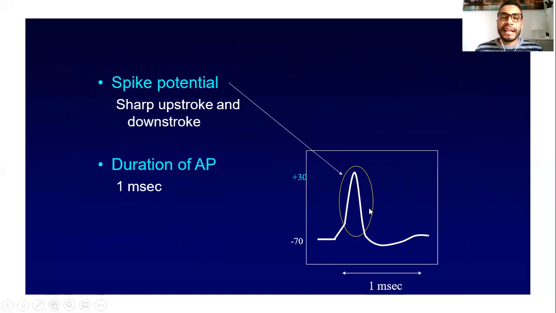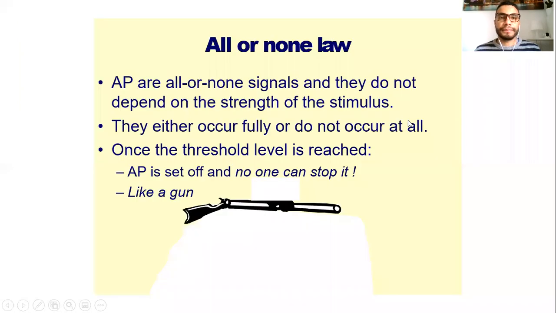So an action potential has an average duration of 1 millisecond. Okay, so this is super fast. In 1 millisecond, we have all phases of an action potential: depolarization, repolarization, and also hyperpolarization.